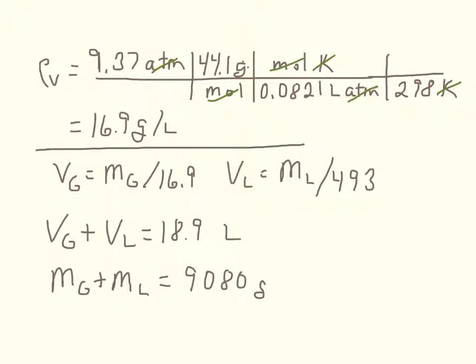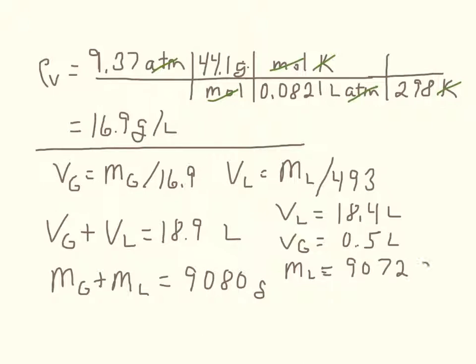The solution turns out to be that the volume of the liquid is equal to 18.4 liters. The volume of the gas is equal to 0.5 liters. The mass of the liquid is 9,072 grams, and the mass of the vapor or gas is equal to 8 grams. So you can see from this example that the vast majority of a propane tank is in the form of a liquid with just a little bit of a vapor space at the top when it's fully charged.